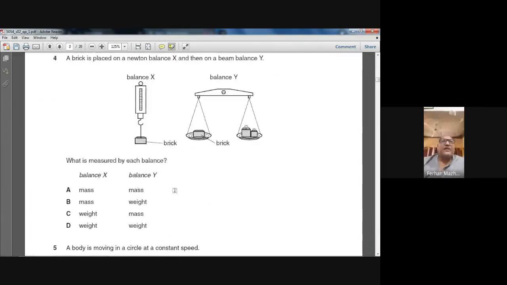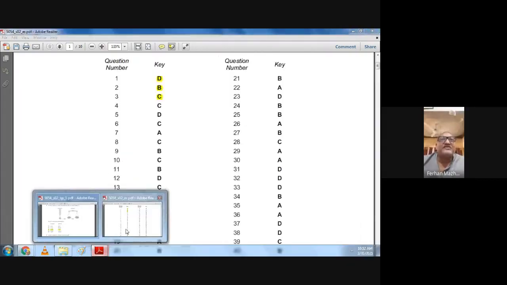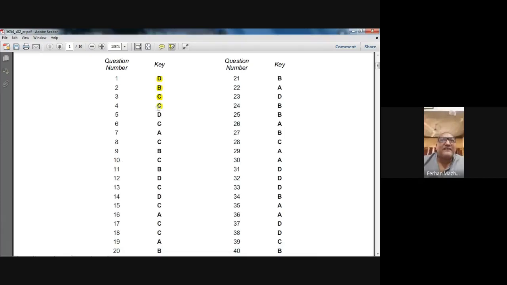A brick is placed on a Newton balance X and then on a beam balance Y. What is measured by each balance? The Newton meter measures the weight, and the beam balance Y measures the mass. So C is the right choice, I think. Let's check the marking scheme for this question. C is the right choice.